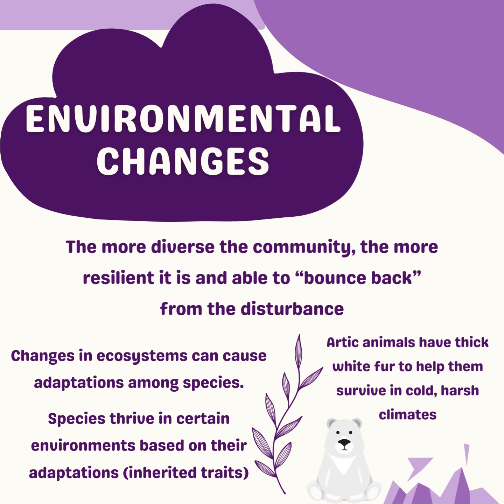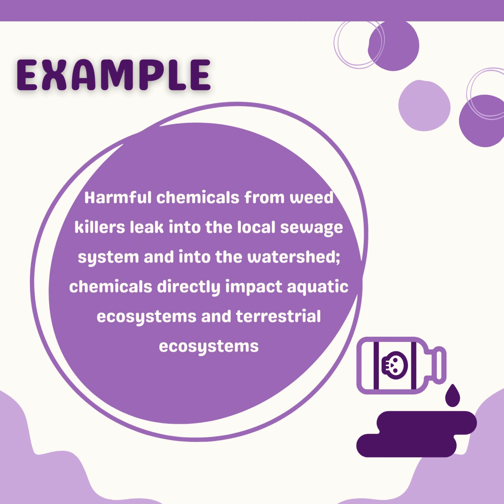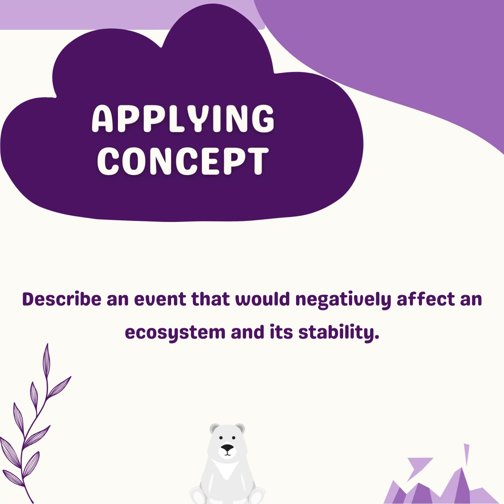So, species thrive in certain environments, and based on their adaptations, this is where, again, natural selection comes into play. An example of this can be Arctic animals have thick white fur to help them survive in cold, harsh climates. Another example of this can be harmful chemicals from weed killers leaking into the local sewage system and into the watershed. Chemicals directly impact aquatic ecosystems and terrestrial ecosystems.